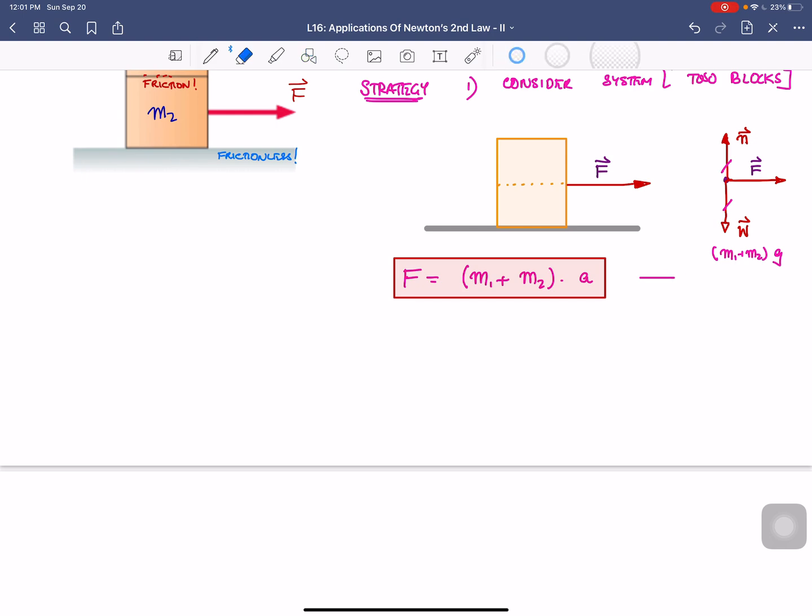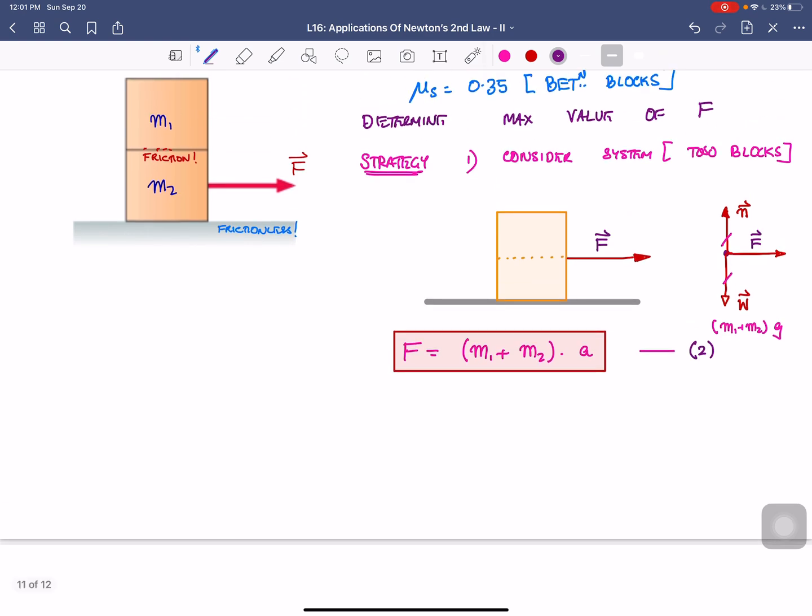Now, the next step in the strategy is to draw another free body diagram. Now we have two choices. We can draw a free body diagram of M1 or a free body diagram of M2. If you try to draw one of M2, what are the forces acting on M2? There is this force pulling it to the right. Of course, there's no friction. There's a normal force acting from the bottom. But now you get into a problem because M1 is going to be pushing down on M2, and then there's friction between these two surfaces.